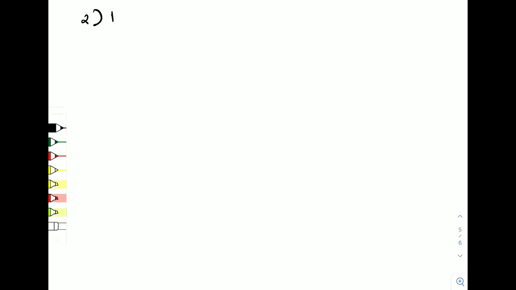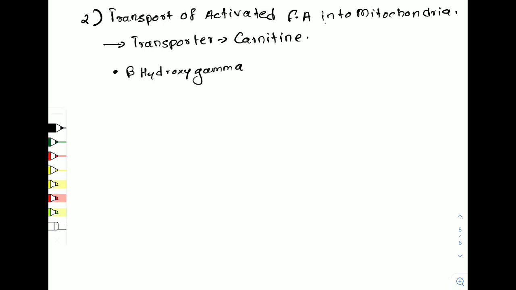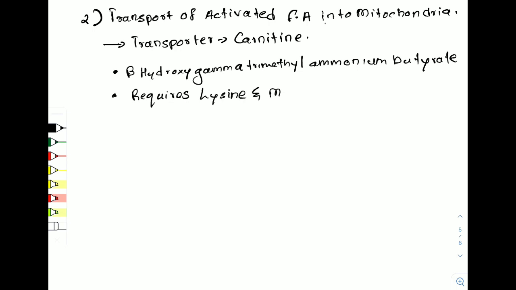So after the completion of the first step of beta oxidation, that is the activation of the fatty acid, this activated fatty acid must be transported into the mitochondria via the mitochondrial membranes. This is achieved by a transporter known as carnitine. Carnitine is beta hydroxy gamma trimethyl ammonium butyrate. Moreover, the synthesis of carnitine transporter requires a large amount of lysine and methionine in the form of S-adenosyl methionine.